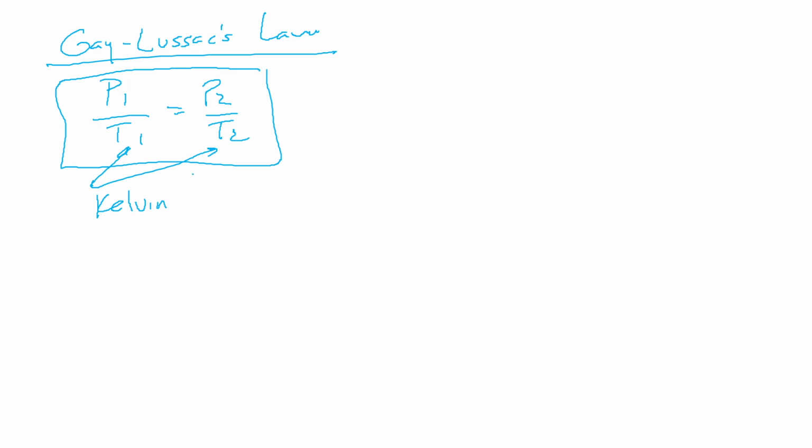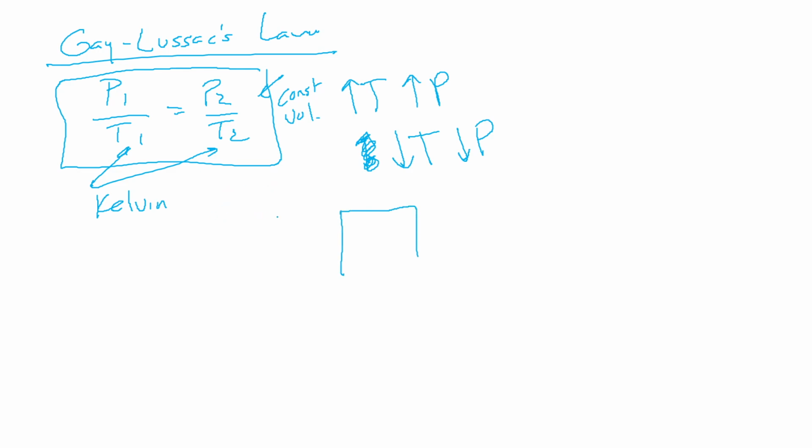So what did Gay-Lussac see here? Well, he saw kind of what we were just talking about a second ago. He saw that as the temperature increased, so did the pressure. And as the temperature goes down, so did the pressure in this case. By the way, this is at constant volume. Unlike Charles' law, where the volume is going to move, this is a rigid container.